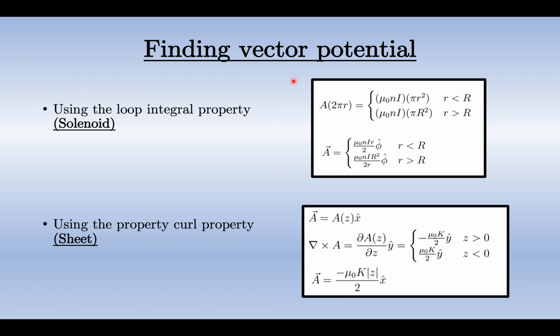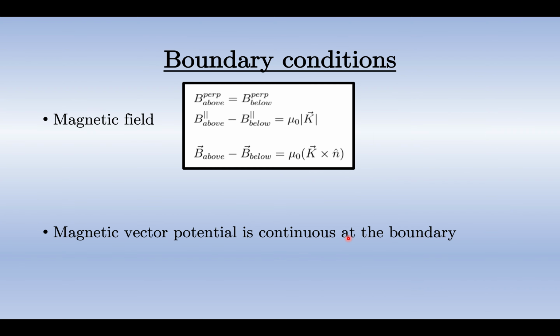Now another way we can find it is using the fact that the curl of the magnetic vector potential is the magnetic field, and we can use this for finding that due to a sheet. We will assume, because of symmetry, that the A vector is A of z, because it will only vary with z and not with x and y, because there is symmetry along those directions. We can use the property of curl and solve a differential equation to get this expression. These expressions can be remembered, but I believe the technique is more important in this case.